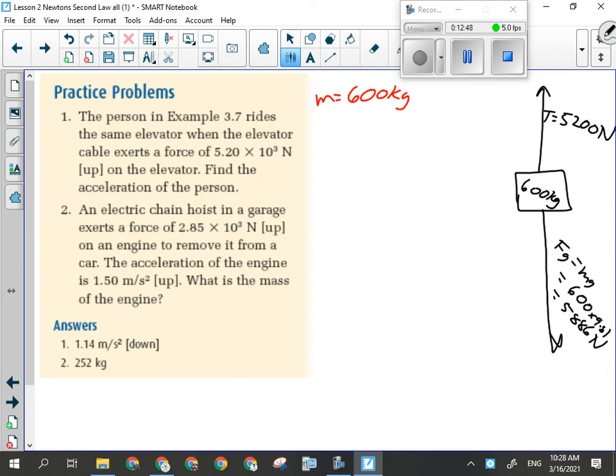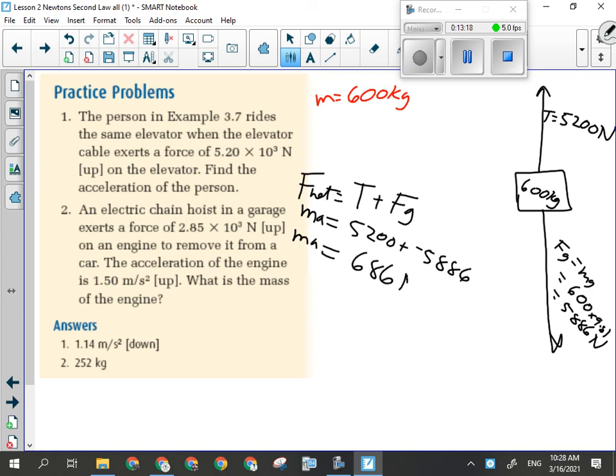So can I calculate the net force? Yes. Remember that net force is the vector sum of all forces. That would be tension plus the force of gravity. In this case, that's going to mean m times a equals 5,200 newtons plus negative 5,886 newtons, which means my net force, m times a, equals 686 newtons down.